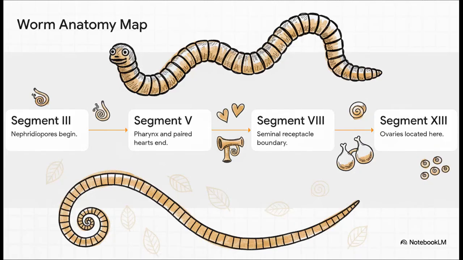Let's navigate this worm's segments like a map, starting right from the anterior, the head. We see a pretty startling pattern. We hit the beginning of the nephridiopores, those are the excretory organs, at segment 3. Then the pharynx and the heart boundary end precisely at segment 5. Moving down, the seminal boundaries hit at segment 8, and the ovaries are located at exactly segment 13. 3, 5, 8, 13. The developmental boundaries of this organism are literally reading like a Fibonacci textbook.